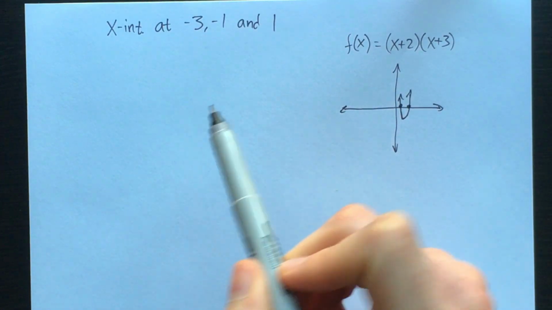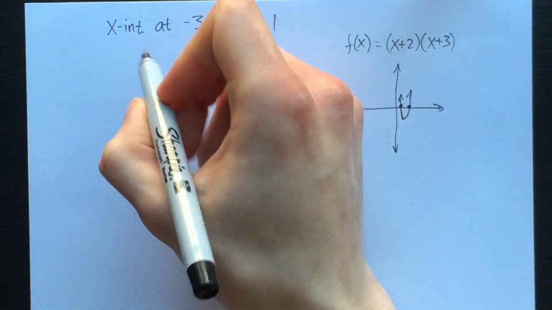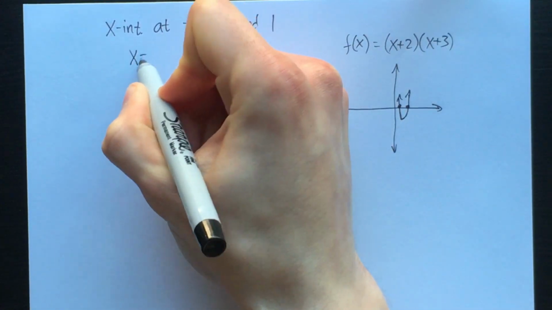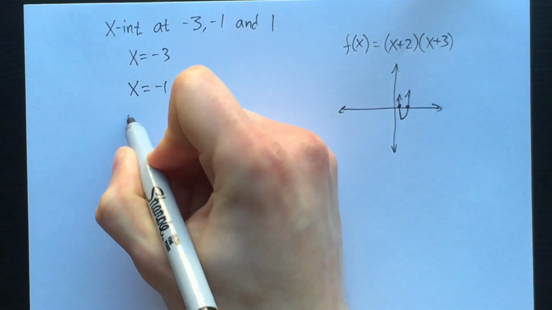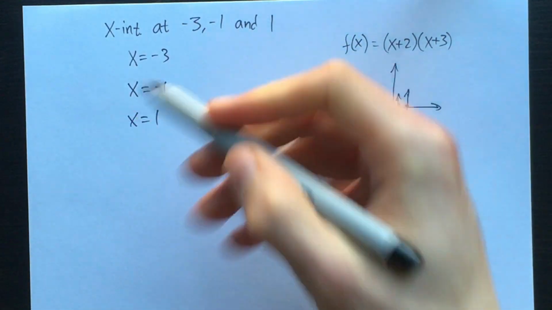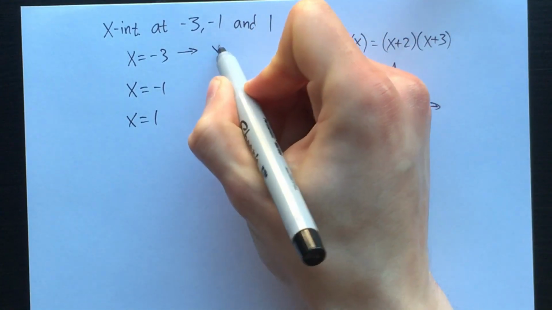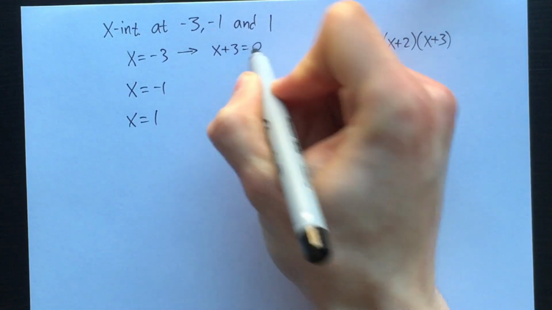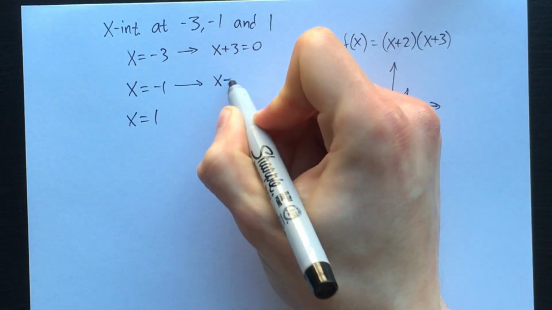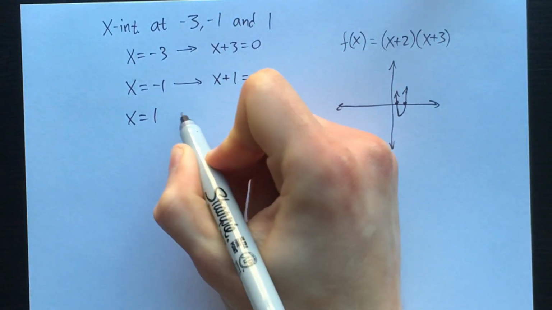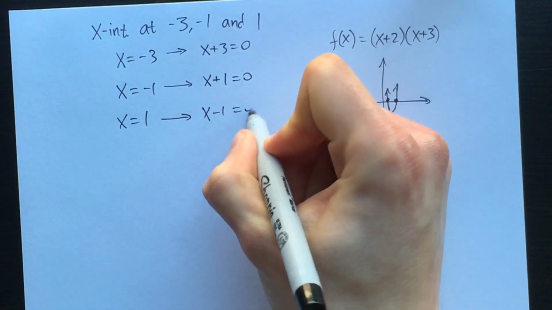because we know that if our x-intercepts are these things, so we know that x equals -3, x equals -1, and x equals 1. Again, I'm working backwards. So if we know this, then we can say that the original factor was x plus 3 equals 0, right? The original thing here that you set equal to 0 was x plus 1 equal to 0, and the original thing here that you set equal to 0 was x minus 1.